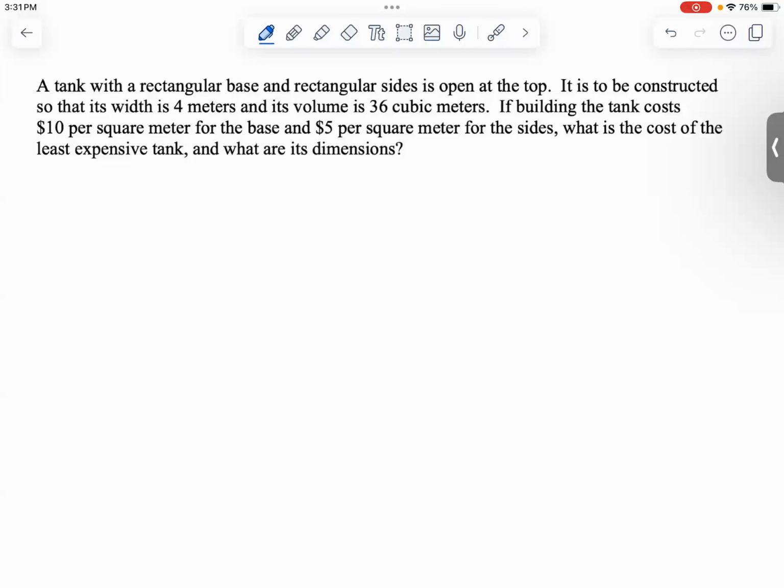So when we look at this, we need to understand first that we are trying to optimize the cost. One thing that you can also do is to first label your axes. Cost would definitely be on the vertical axis. You have a rectangular base tank and rectangular sides.